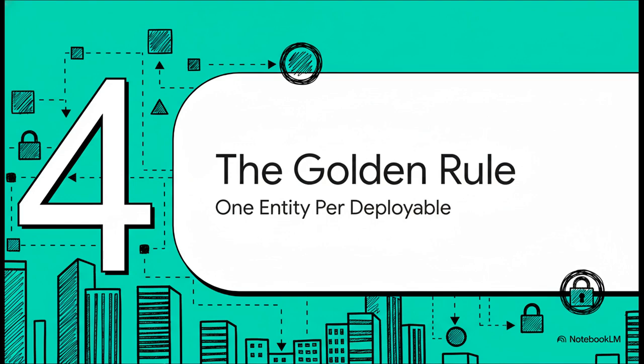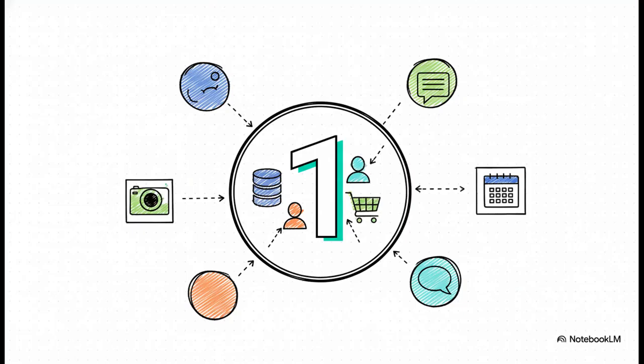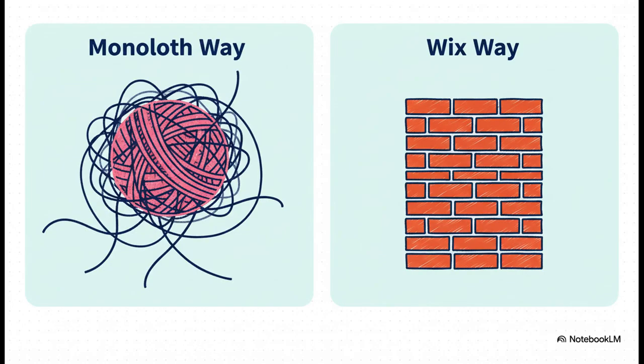So this whole idea of a unique, permanent address for each and every entity leads us to the single most important architectural rule that holds this entire system together. The rule itself is so simple it's almost deceptive, but it's incredibly powerful. Each deployable piece of software, each microservice, should be responsible for one and only one main entity. On the left, you've got the classic monolith way, where services get all tangled up with hidden dependencies. And on the right, you've got the Wix way. By forcing this one entity per service rule, you prevent that tight coupling by design. The boundaries are crystal clear. APIs are forced to be reusable, and the whole system becomes open for others to build on.